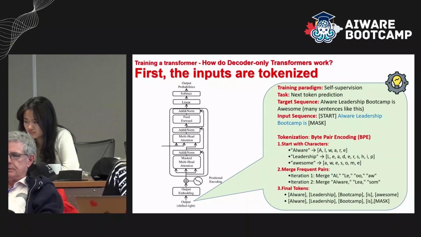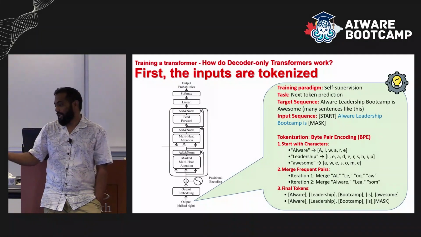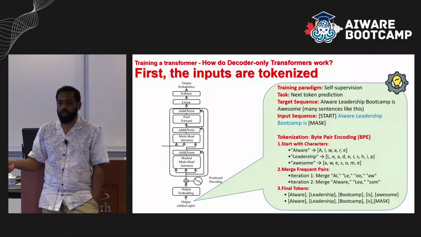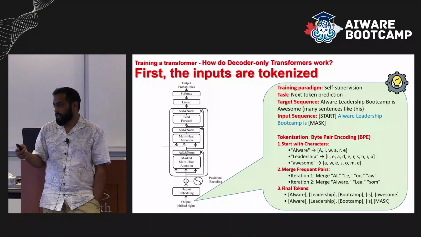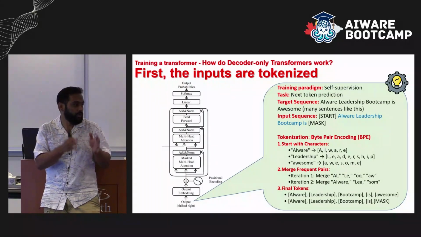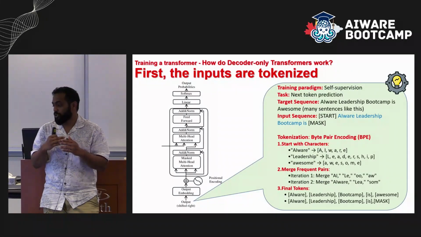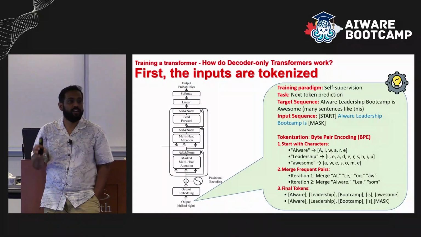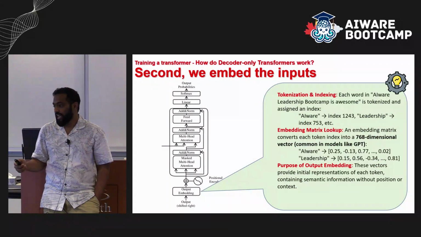So the process starts with tokenization. And I'll briefly mention the byte pair encoding tokenization that GPT uses. It starts by splitting the sentence into individual characters. And then there are multiple iterations through which it identifies the most frequently occurring pairs, and those form the final tokens.